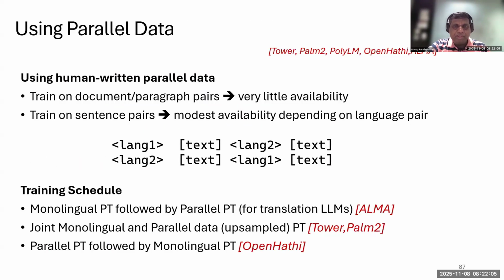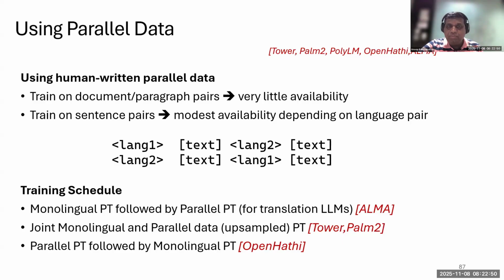When it comes to parallel data, the idea is very simple. You have sentences in language one, sentences in language two, so you can concatenate the two, language one followed by language two, and vice versa, or have some simple templates, and then add this to your pre-training data. Now, this data could either be in the form of parallel document or paragraph pairs, but very few such parallel document level corpora exist. You're more likely to find sentence pairs across a range of languages. That is the data mix you can add to your pre-training data. Now, what is the training schedule for this kind of parallel data?